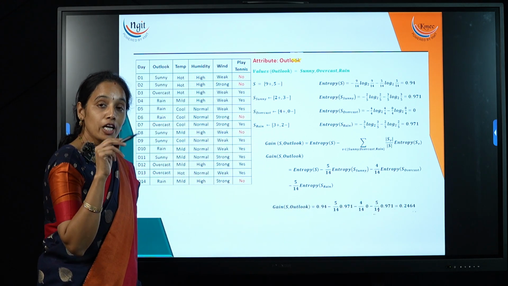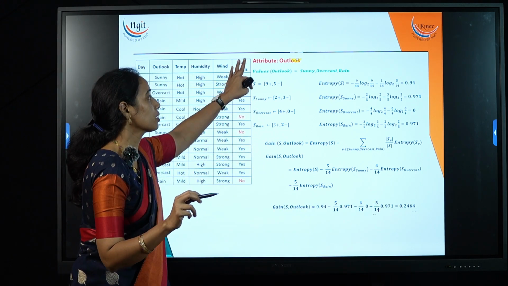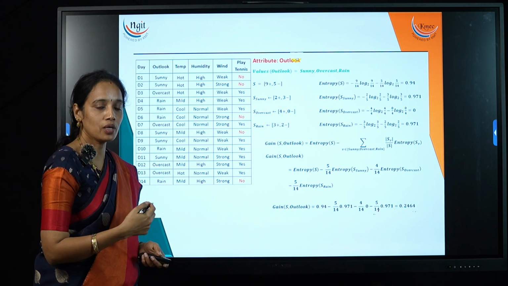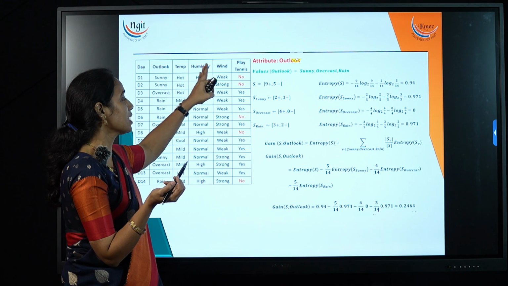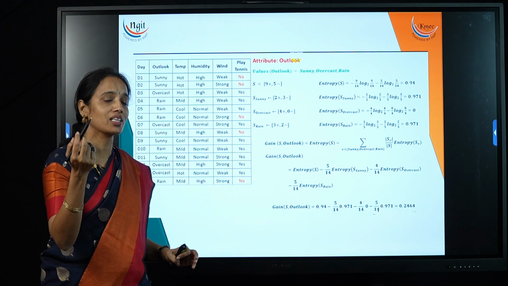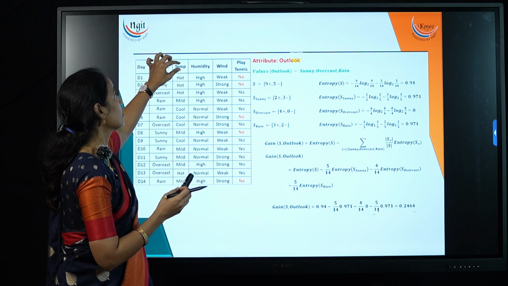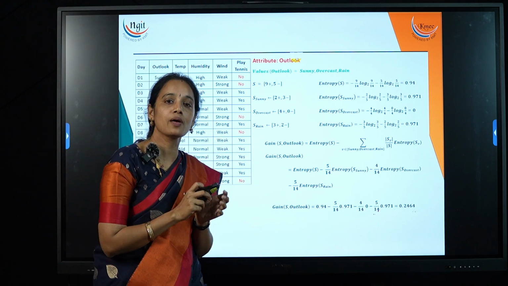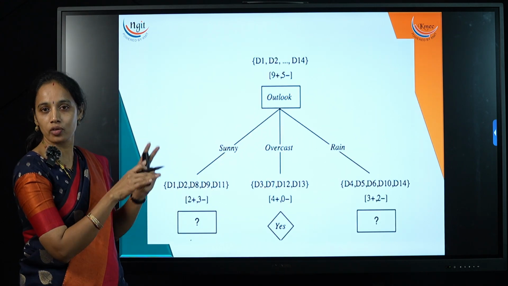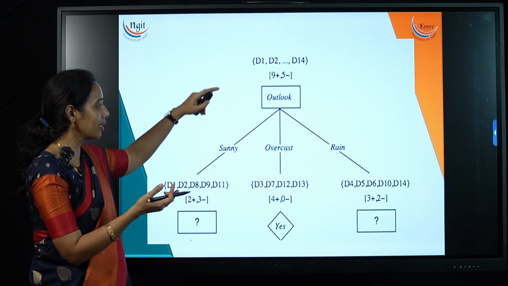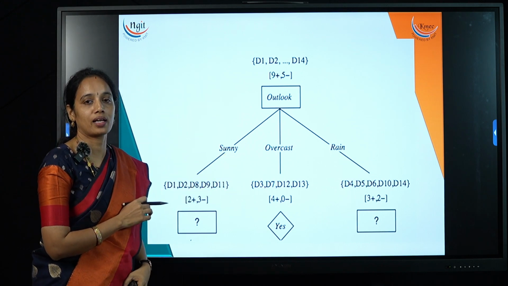So this is the information gain for this particular attribute outlook. Okay. In this way we are going to find out the information gain for each and every attribute. Whichever has the highest information gain, that particular attribute we are going to take as the root node. Finally, we are going to get outlook as the highest information gain, then the tree structure will look something like this.